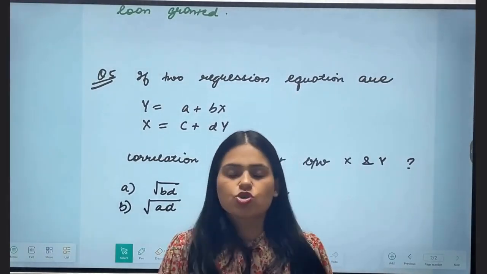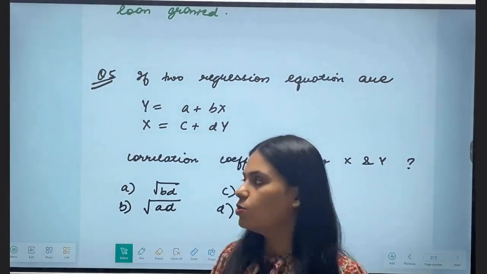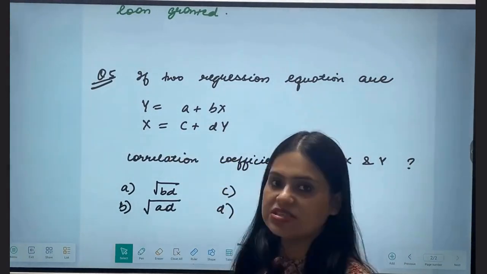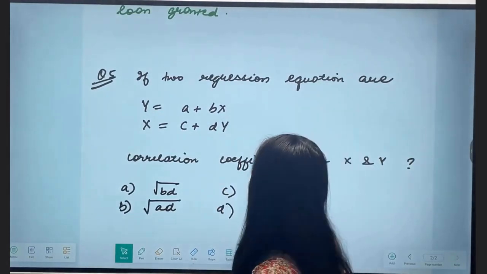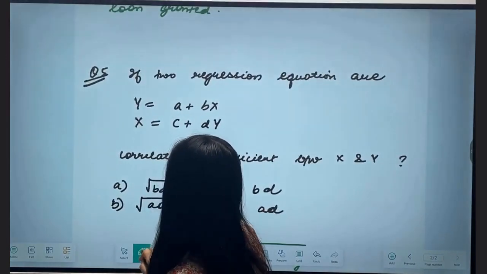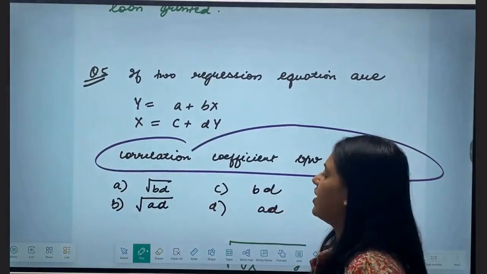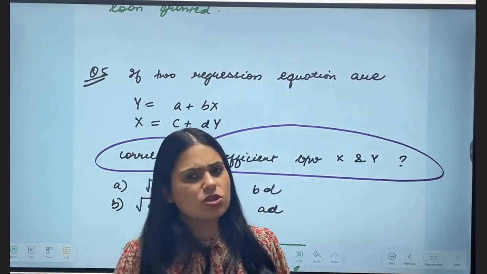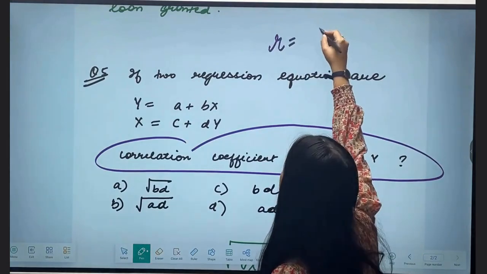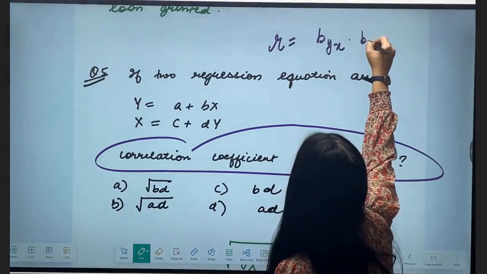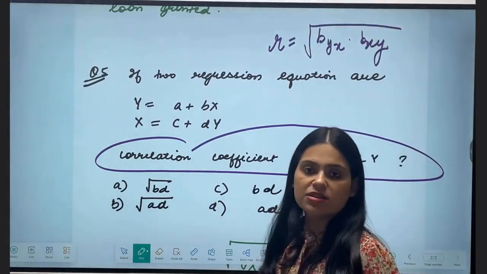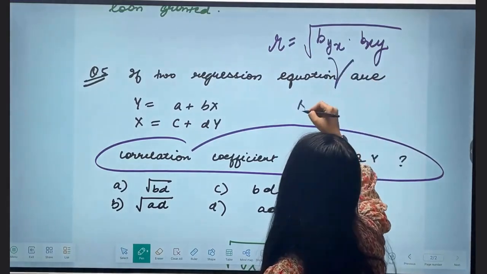Okay, beta. So it says that you are given two regression equations. Y is equal to a plus bx and x is equal to c plus dy. And what is the correlation coefficient between x and y? बहुत simple है. But what is our correlation coefficient? It is under root of byx into bxy. What are byx and bxy? Slope coefficients.